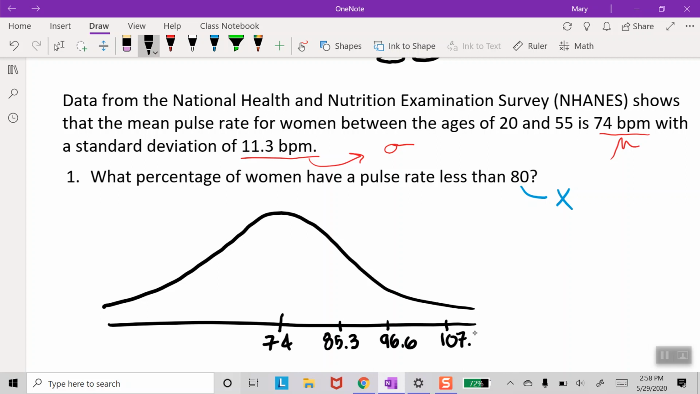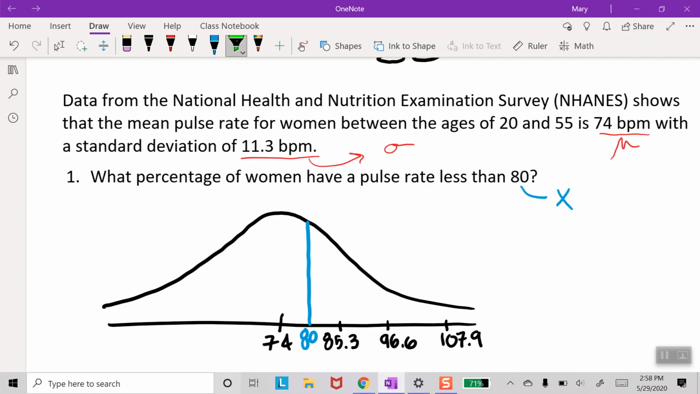I'm not going to bother with the right hand or the left hand side since the question they asked about was 80, which is already something I can locate on the number line I've drawn. So I'm going to put that one in. And I'm going to put it in right there between 74 and 85.3. 80 would fall somewhere in there. So that's a vertical line I put into the model and split this curve up a little bit.